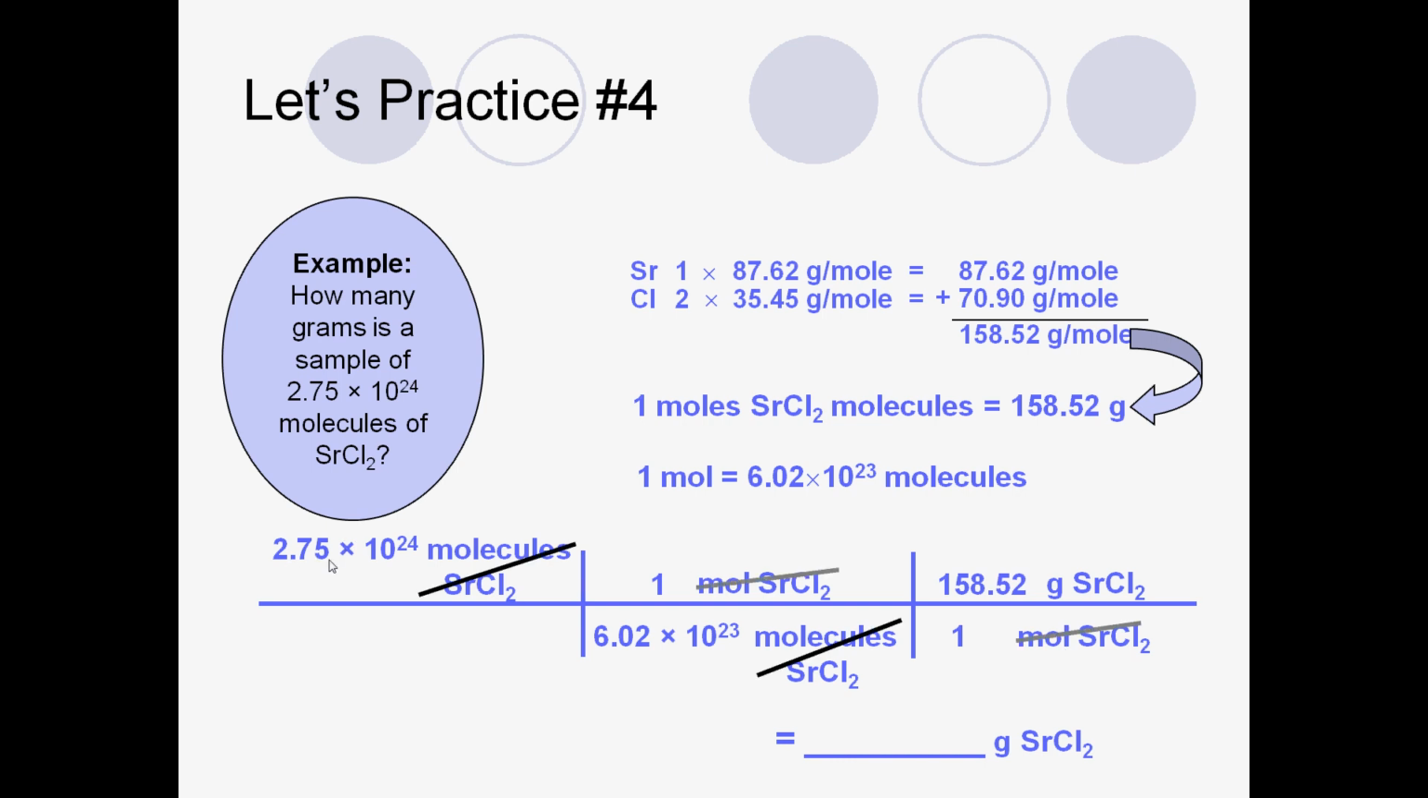We would take 2.75 caret key 24 times 158.52, divide that by 6.02 caret key 23, and we get our answer 7.24. 3 significant figures, 3 significant figures, 5 significant figures, so we want 3 in our answer. So that would be our final answer.